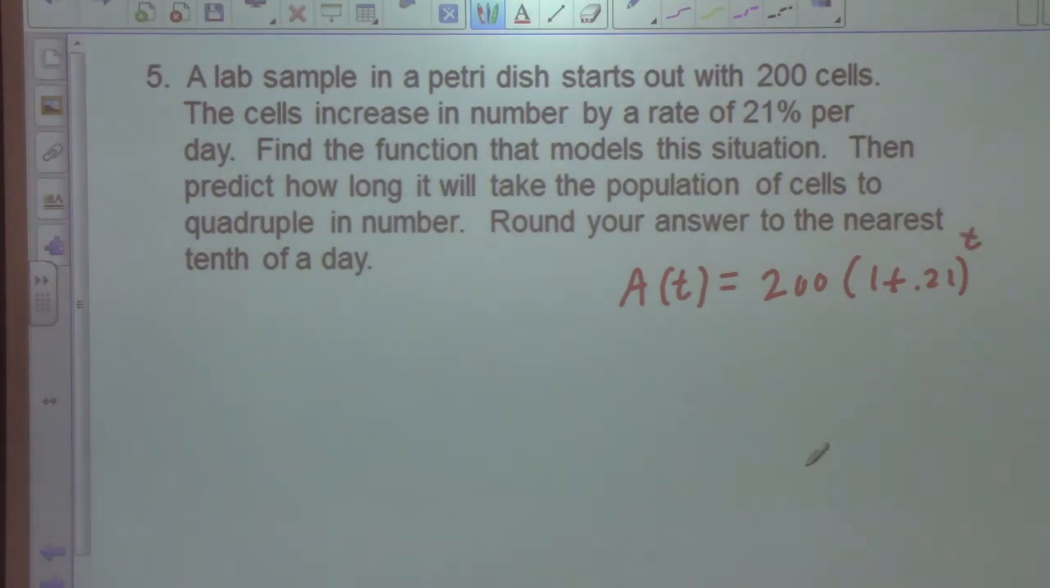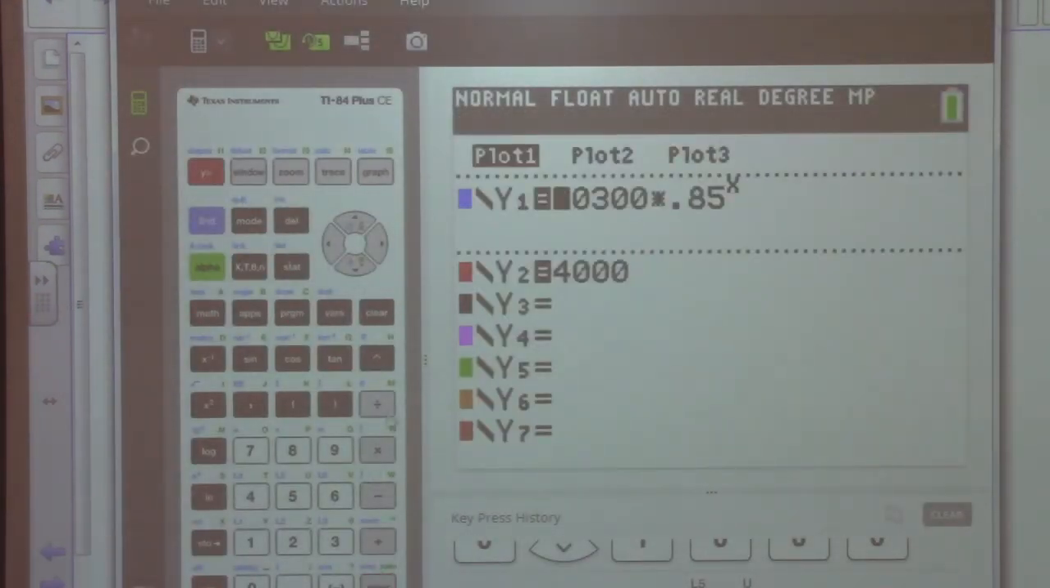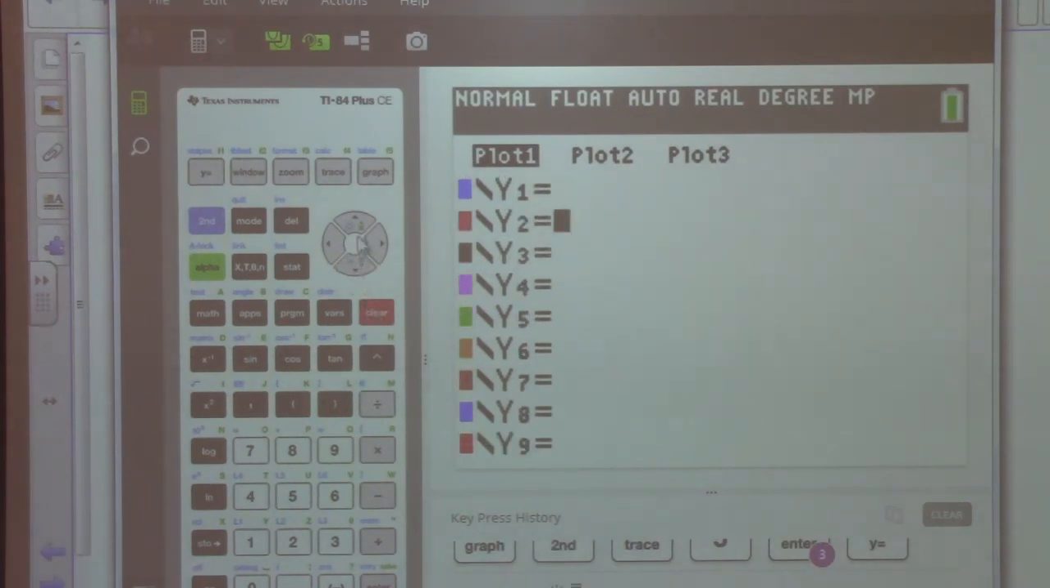Okay, good. All right, Atlee, and I know others were on the ball here too. Good job. Now we can use this function, right? So how would we do that? 800 equals 200 times 1.21 to the power of T. So we can go to our calculator. I'll put 800 here and 200 times 1.21.